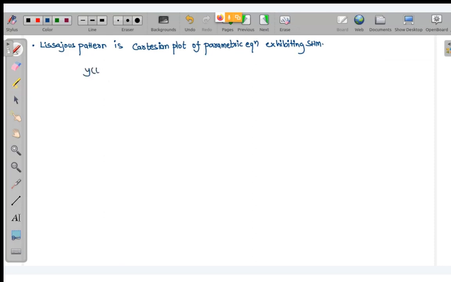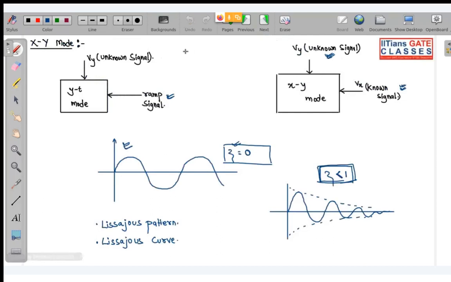So let us assume y of t is equal to a sine of omega t plus phi. Or you can even take it as omega 1. Next, x of t is equal to b sine omega 2 t. So basically, I am plotting this Cartesian coordinate in terms of time only. So now, one thing I want to tell, what is Lissajous pattern and Lissajous curve?